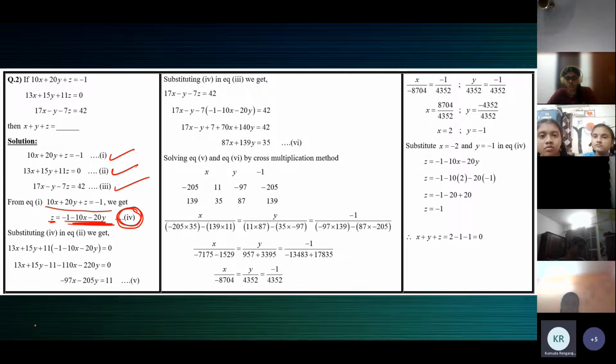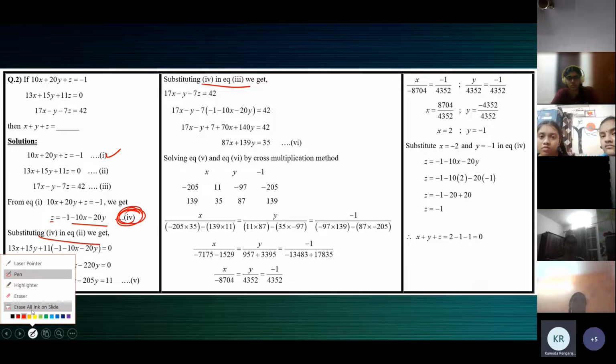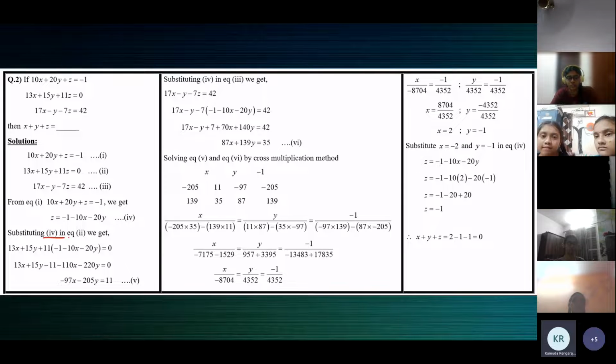We have done a similar situation in the class. I repeat, take up 1, write z in terms of x and y. Call that 4. 4 is got from 1. Use 4 in 2. Use 4 in 3. Look at your screen. Use 4 in 2. Use 4 in 3.